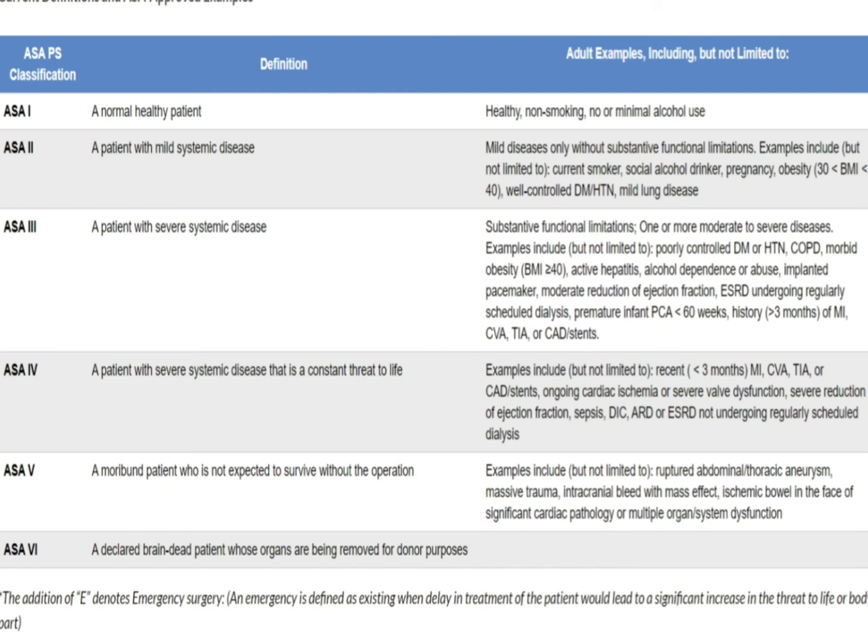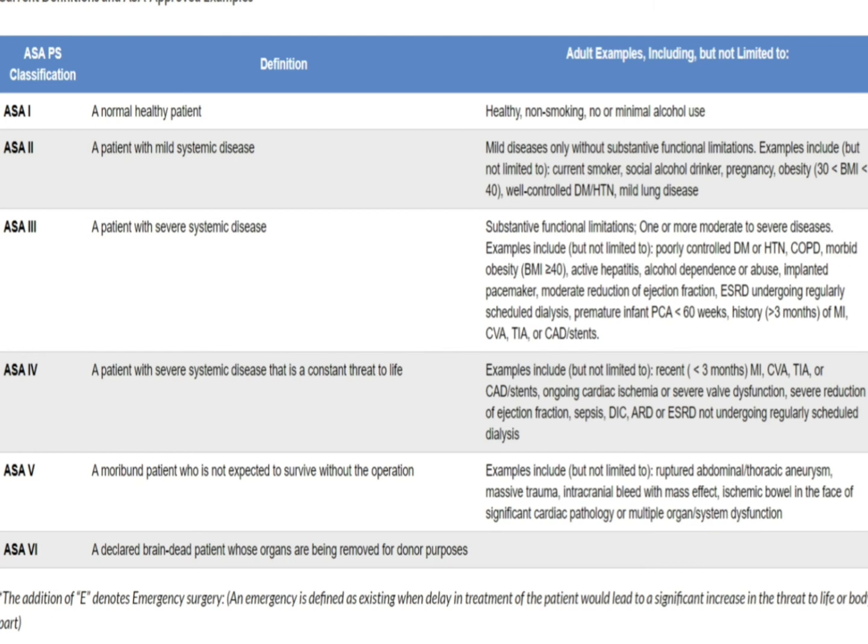ASA 5, a moribund patient who is not expected to survive without the operation. Examples include but not limited to ruptured abdominal or thoracic aneurysm, massive trauma, intracranial bleed with mass effect, ischemic bowel in the face of significant cardiac pathology or multiple organ system dysfunction. ASA 6, a declared brain dead patient whose organs are being removed for donor purposes.